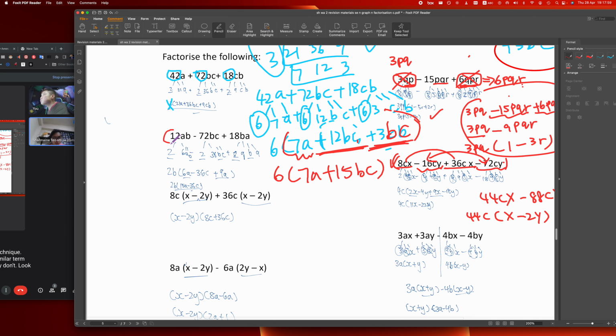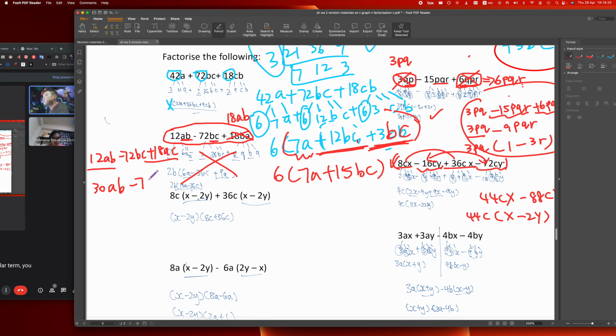Can you see this one also? Can you see AB? Can you see BC? But suddenly they have BA. So what you need to do? Change it to 18AB. So the whole question becomes 12AB minus 72BC plus 18AB. Can you see that this one and this one are similar? Yeah. So you combine similar terms, you get 30AB minus 72BC. Then now you go and do the splitting.